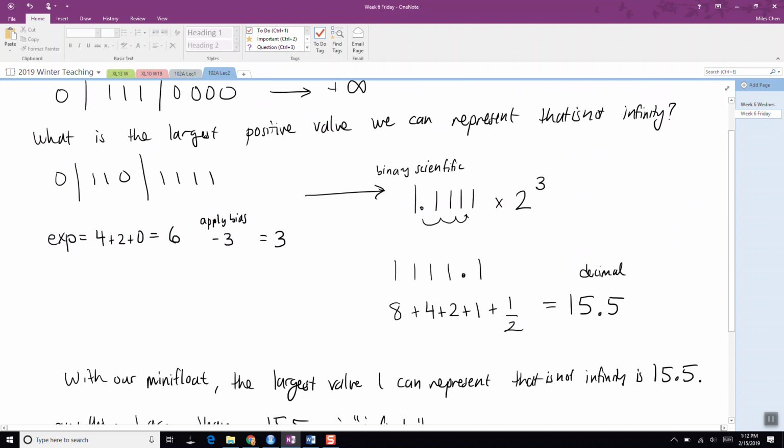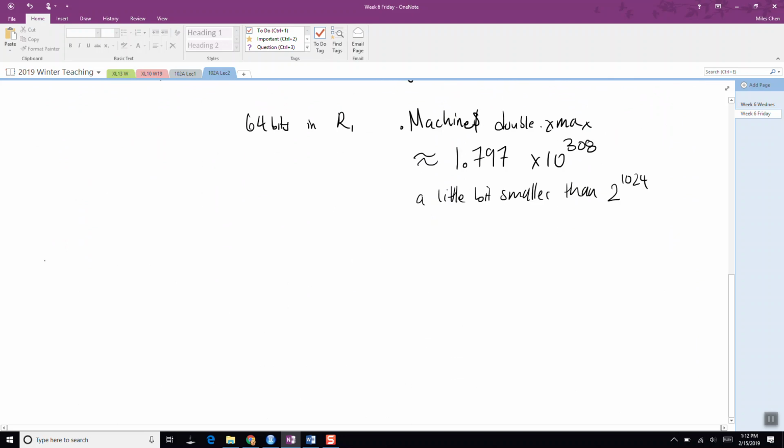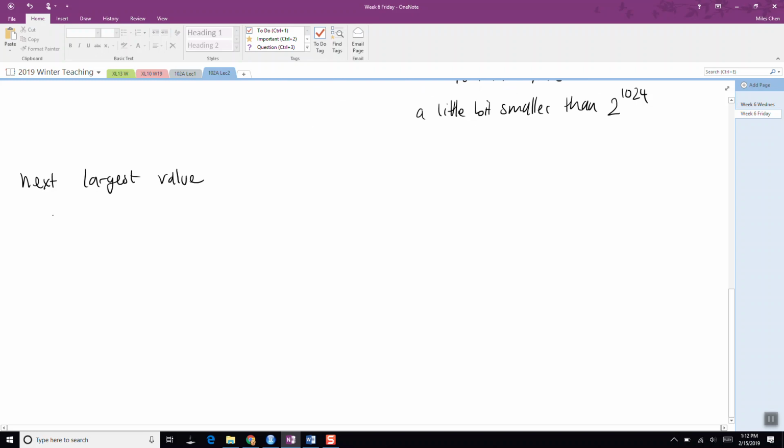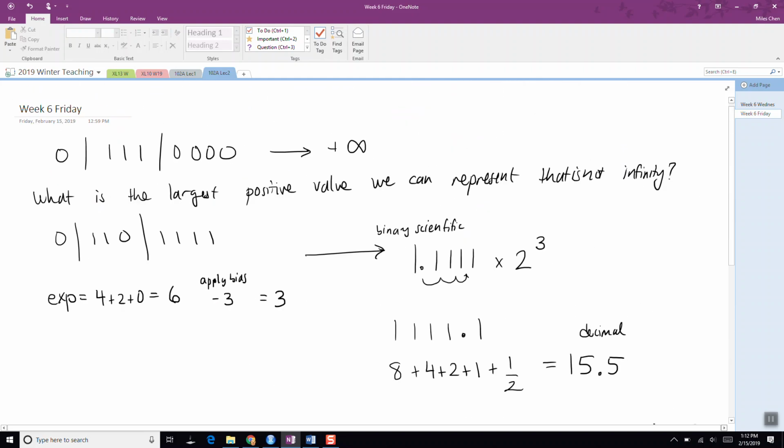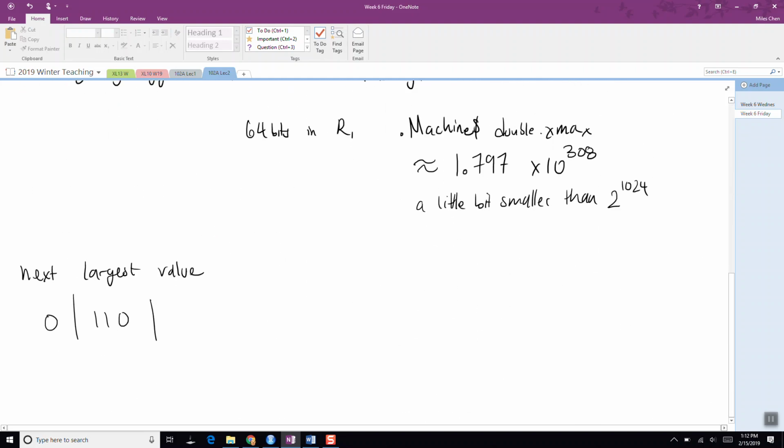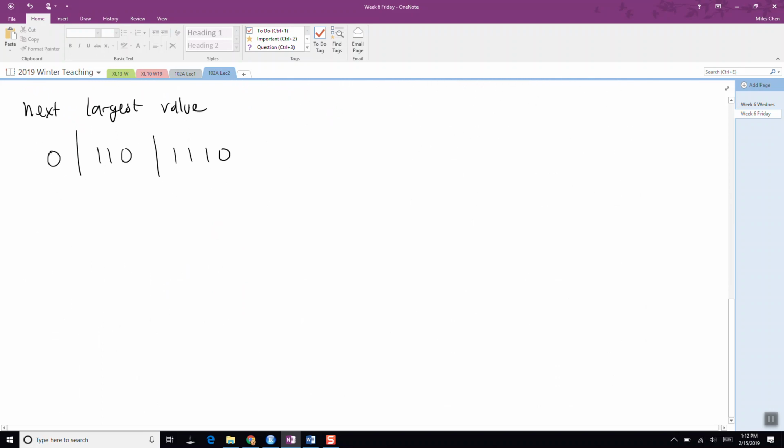Let's just ask, what is the next largest value? The next largest value would be 0, 1, 1, 0, and what would I have for the mantissa bits? The largest one had 1, 1, 1, 1, so the next biggest value would have 1, 1, 1, 0. My exponent is still 6 minus 3, which is 3. With this in my mantissa, I have 1.1110 times 2 to the 3.